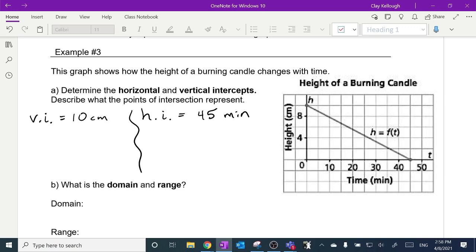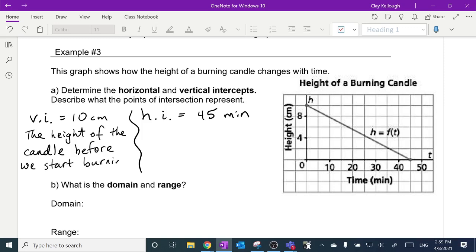Okay, well, you're on the right track. But what does this 10 represent in the real world? How about it's the height, I just misspelled height, the height of the candle, finish my sentence. Oh, at 45 minutes, I disagree with that. At the beginning, at 0 minutes. So how about before we start burning it? One of those decorative ones or whatever, you know, smells nice, one of those deals.